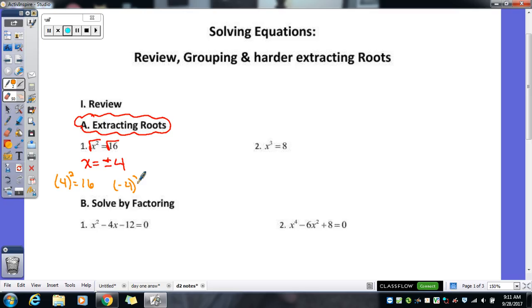Because remember, we could take a positive 4, square it, and you would get 16. But we could also take a negative 4, square it, and you would still get 16. So that's why when you take the square root, you get two answers. You get positive 4 and you get negative 4. So that's our answer for that one, x equals plus or minus 4.